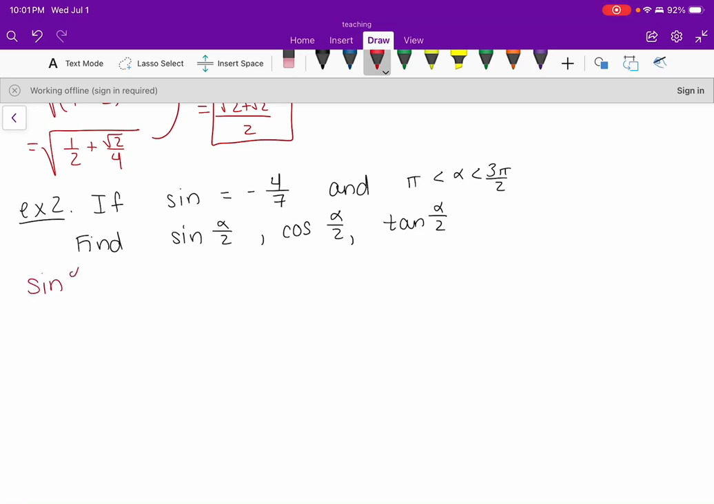So sine alpha over 2, I'm going to write my identity. It's plus or minus the square root of (1 minus cosine alpha) over 2.